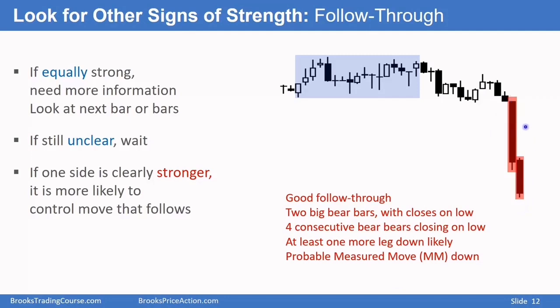Strong breakout like this probably will result in at least a measured move down from the open of the first bar of the breakout to the close of the final bar. We may get other bars in this breakout, but at this point, this is the final bar of the breakout. And you can see we fell for about a measured move down from the open of this bar, close of that bar.